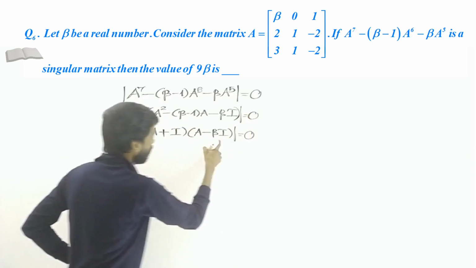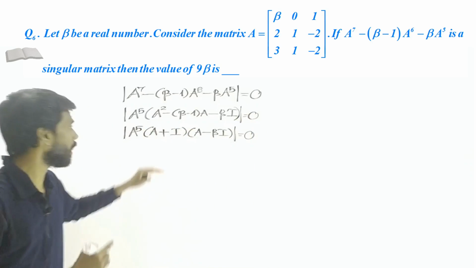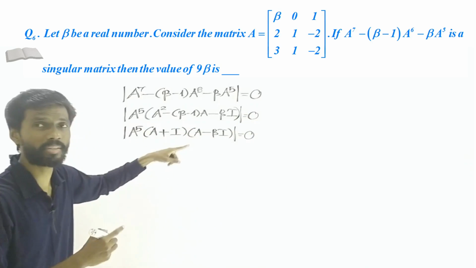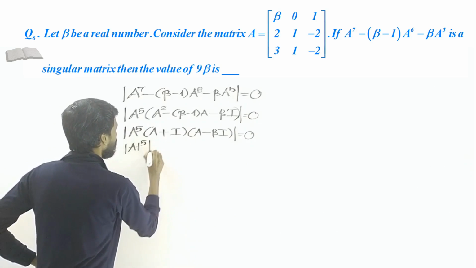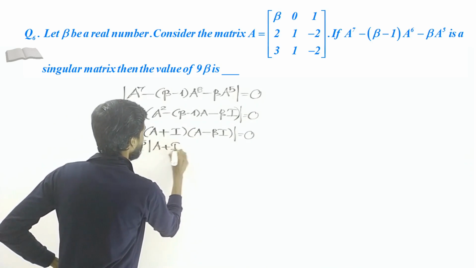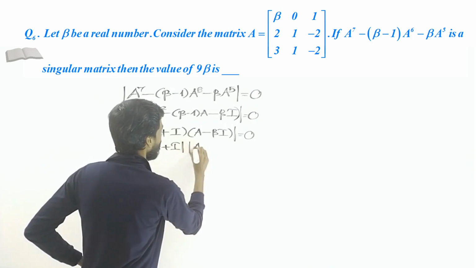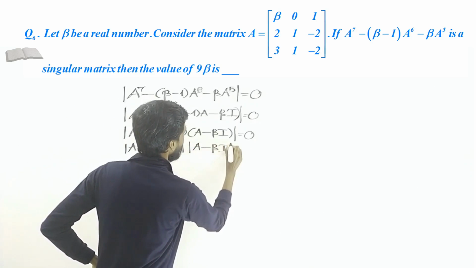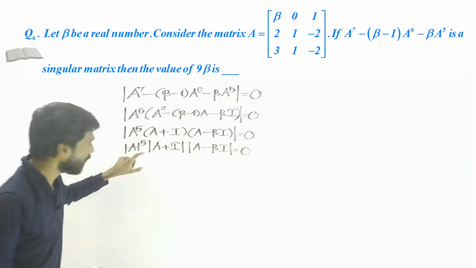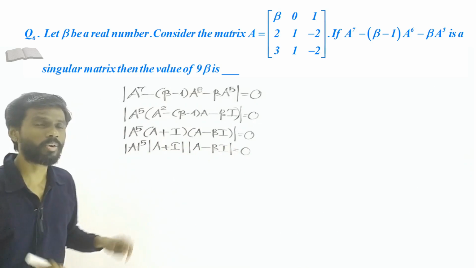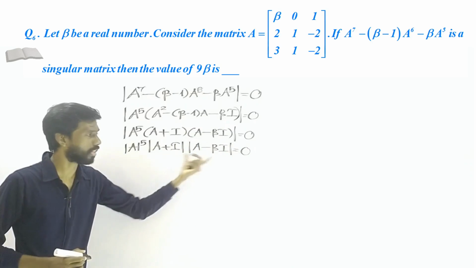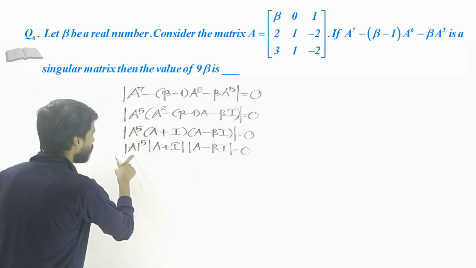Now this is a product of three matrices whose determinant is 0. So that means we can separate it, right? So this is determinant of A to the power 5, determinant of A plus I, and determinant of A minus beta I equal to 0. So the product of three scalars is 0. So one of them must be 0. Which one is 0? We don't know. So this or this or this, which one is 0? Let us see. So suppose this is 0.